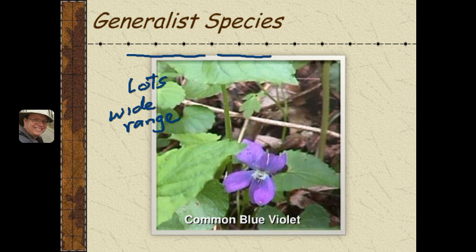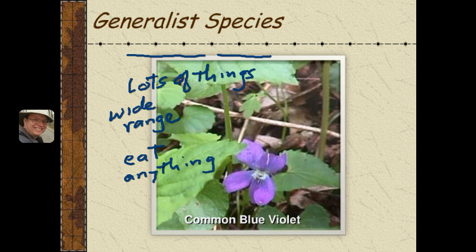In the case of an animal, they can eat anything. They eat lots of different types of food. They can live in lots of different types of habitat. They do lots of things in their environment. And these are called generalist species.